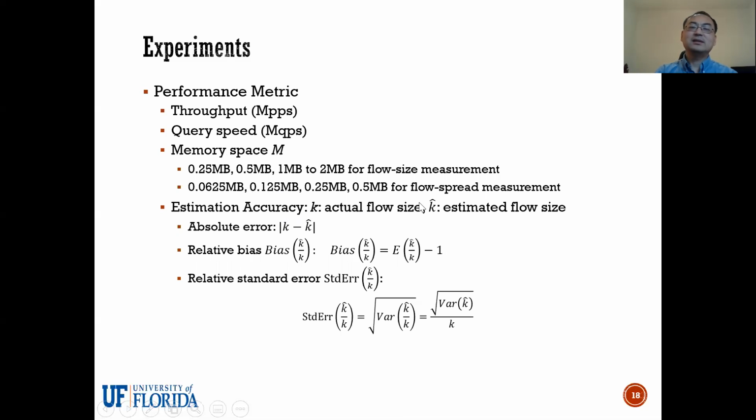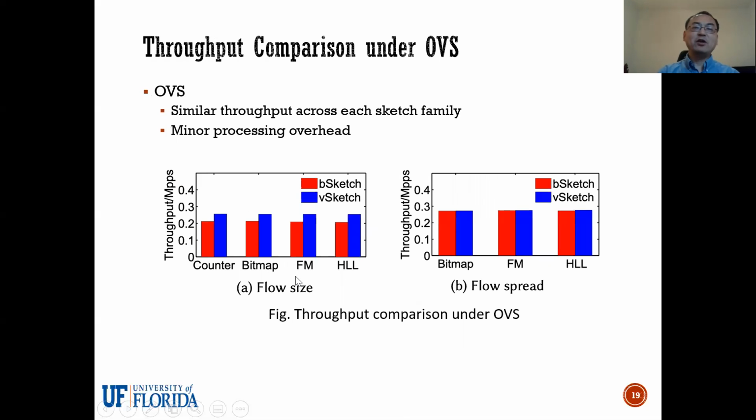K is the actual flow size. K hat denotes the estimated flow size. The accuracy is defined in 3 metrics: absolute error, relative bias, relative standard error. So first, let's see the throughput comparison under OVS. We can see that in each family, different members achieve similar throughput. And vSketch's throughput is slightly higher than bSketch for flow size measurement. The reason for this is that the bottleneck within OVS is not the measurement function, it's in other modules. So this throughput is mostly determined by the throughput of other modules.